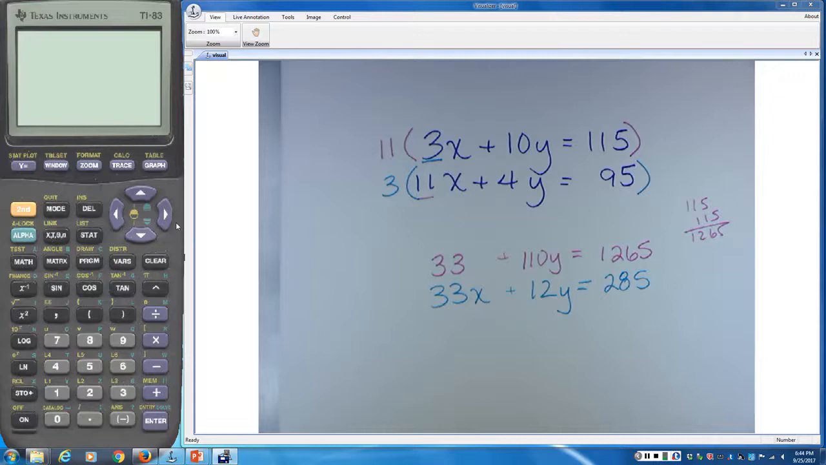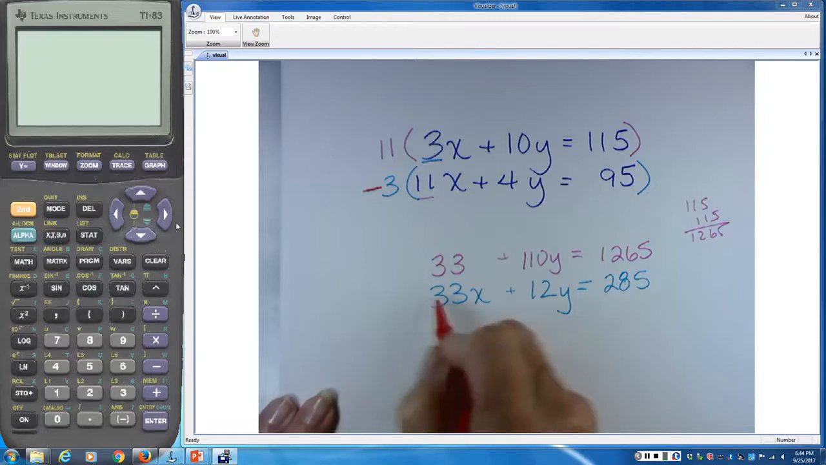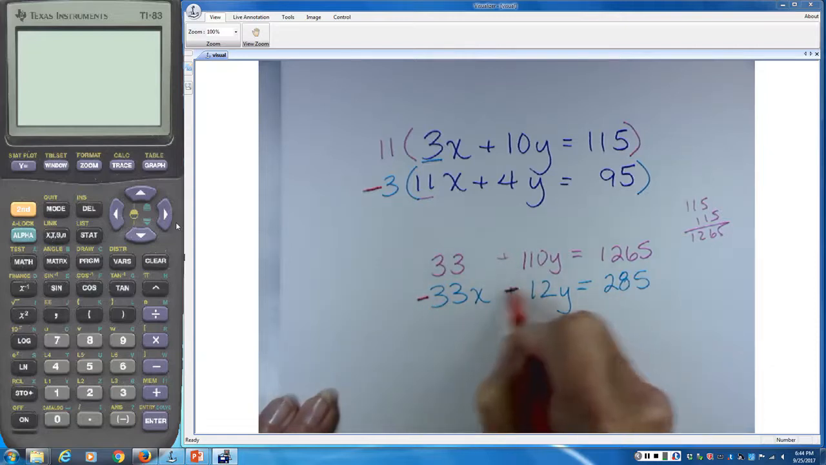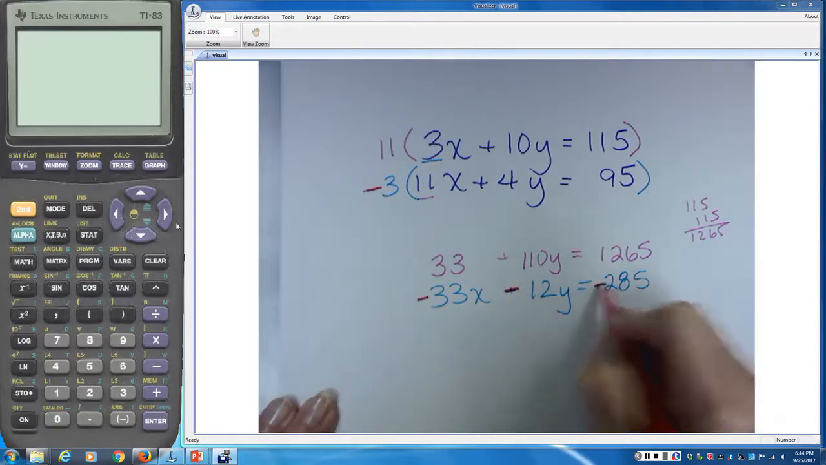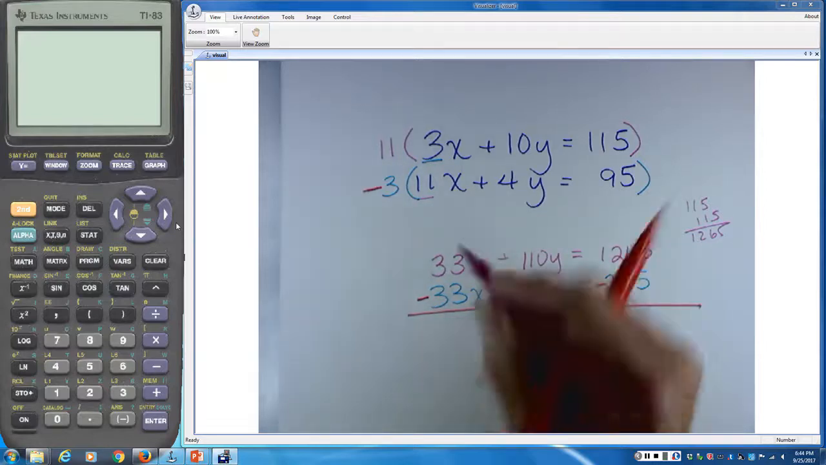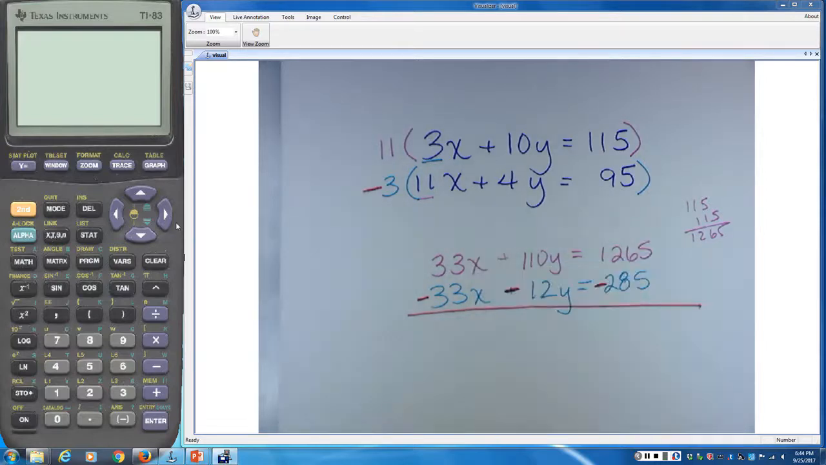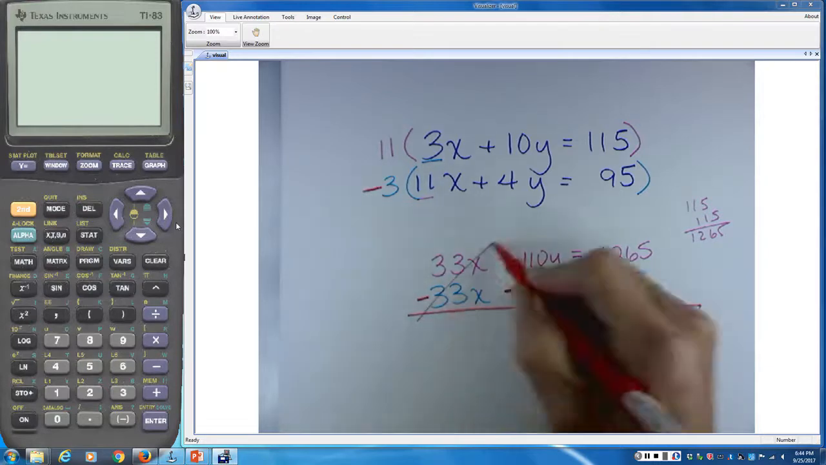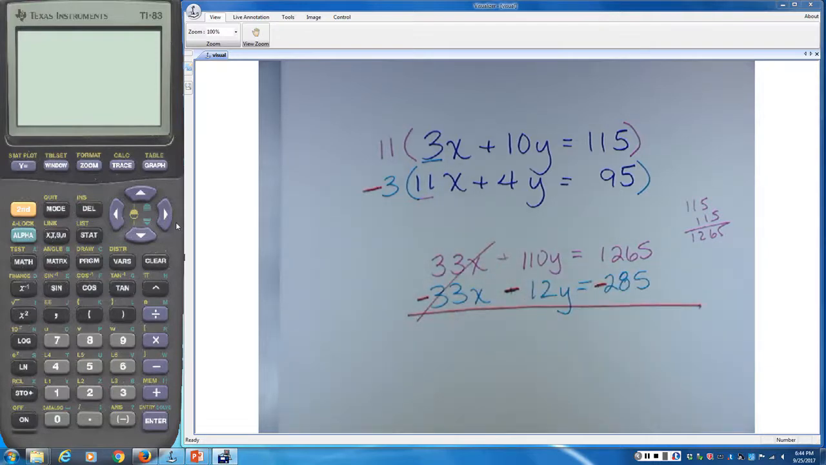But could I make that happen? Suppose I'd made this 3 negative. That means this is negative 33x and minus 12y and negative 285. Now what happens? That's right, the x's cancel out. Ooh, I forgot the x. So I kill the x. He's out of here.